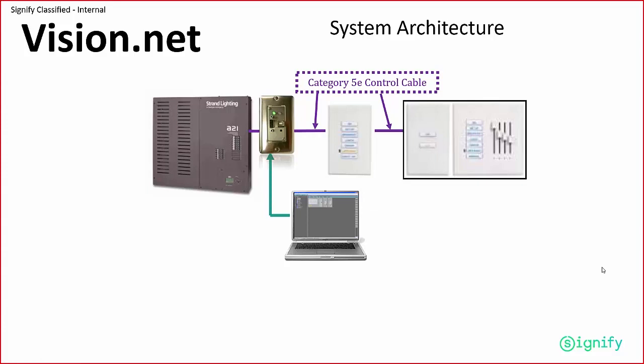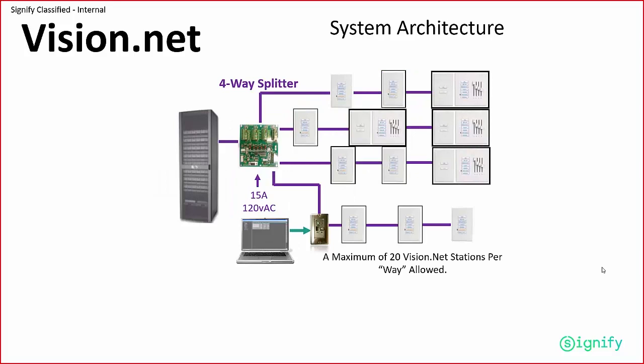And all of this is connected via Cat5 control cable. And you can see here we have different versions of stations. We have button stations. We also have what we call a combination station, which has a single gang series of buttons for presets and a single gang of a 4 slider station, where the first slider is a master and the other 3 would be controlling individual items. So that was a very simple example of the architecture.